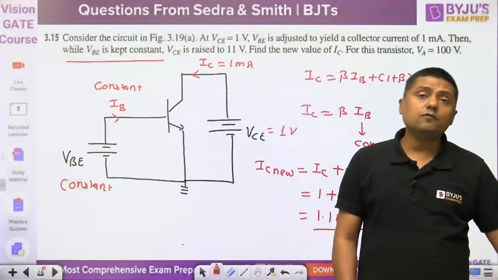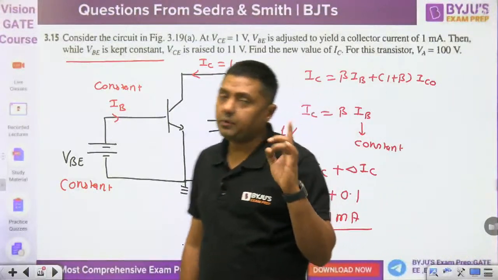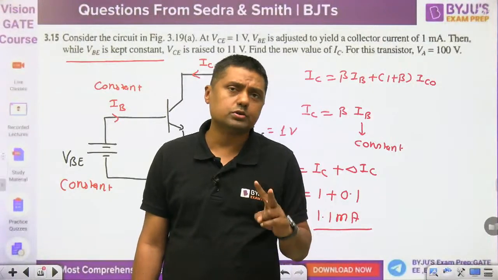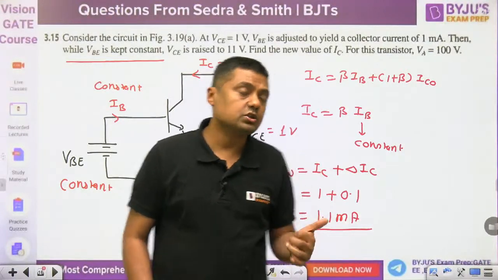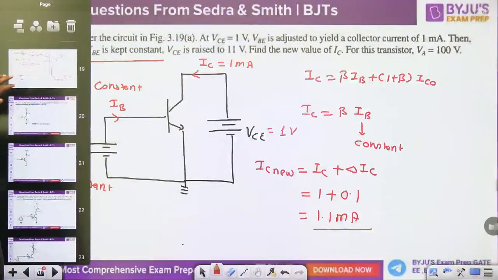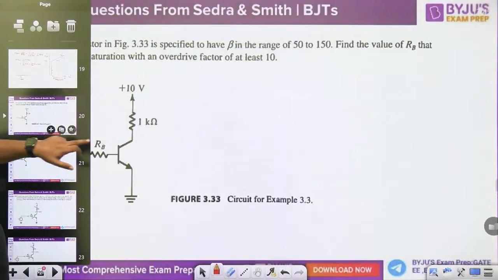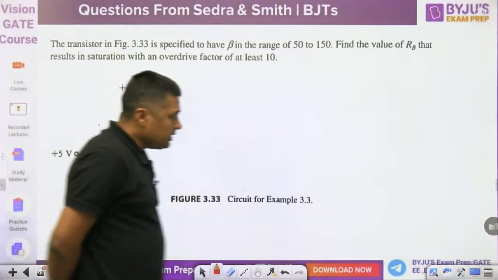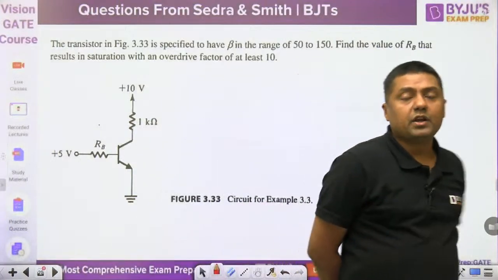So already I have covered one question on the NPN transistor, one question on the PNP transistor, and now two questions on the early effect. Now the next question. These are questions from Sedra and Smith. Transistor is given, example 3.3. Try to solve this question.